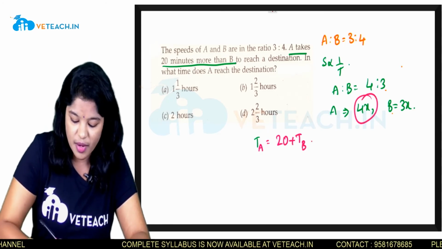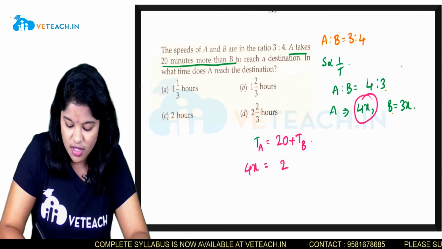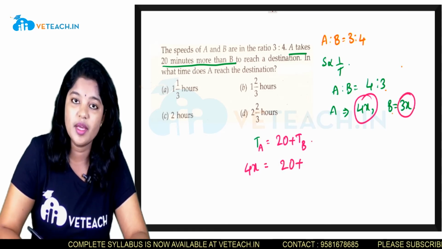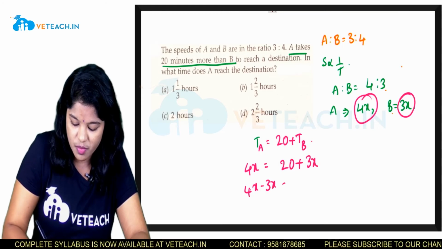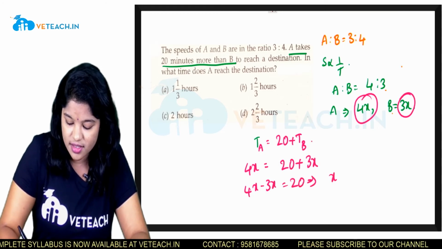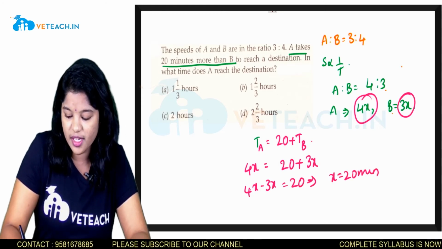So the time taken by A is 4x, which is equal to 20 plus the time taken by B, which is 3x. So bring 3x to the left hand side. 4x minus 3x is equal to 20. That implies x is equal to 20 minutes.